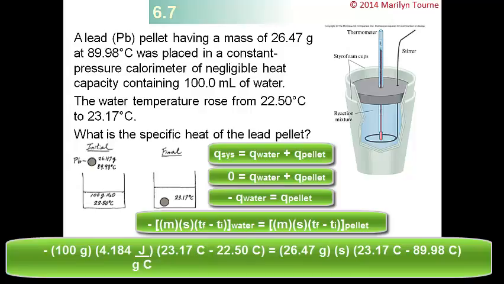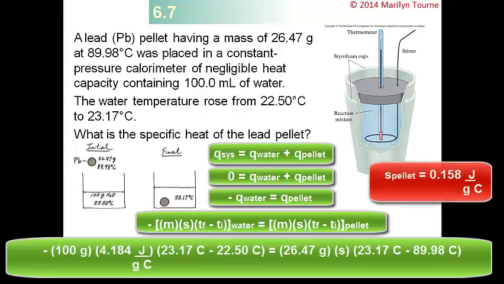Now we've got to figure out the Q of the pellet. The Q of the pellet is equal to the mass times the specific heat of the pellet times the change in temperature. The mass is 26.47 grams times S, because we don't know that, times the change in temperature of the pellet. The final temperature of the pellet is also 23.17 minus the beginning temperature, which is 89.98 degrees. If you multiply all that out, you get the specific heat of lead being 0.158 joules per gram degrees Celsius. That is basically how you do these problems.